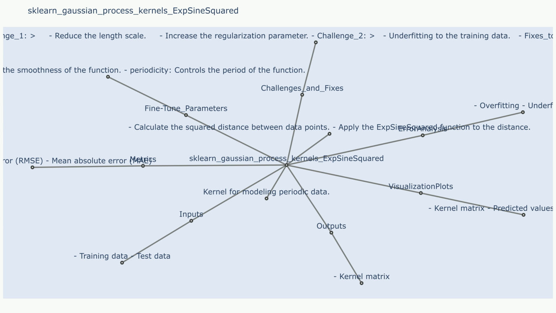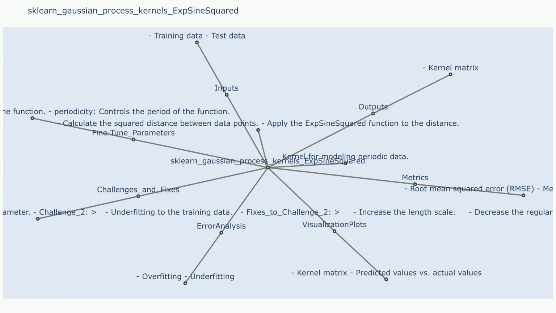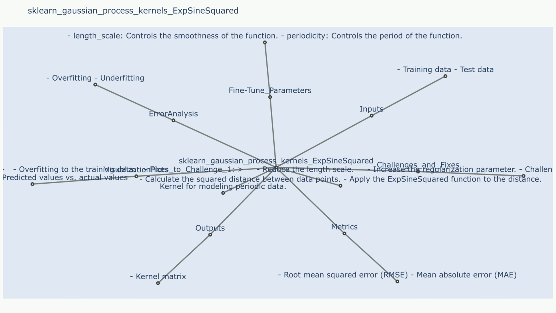Inputs: x1, the first input point, a one-dimensional array or scalar. x2, the second input point, a one-dimensional array or scalar. Outputs: k, the kernel value between the two input points, a scalar.